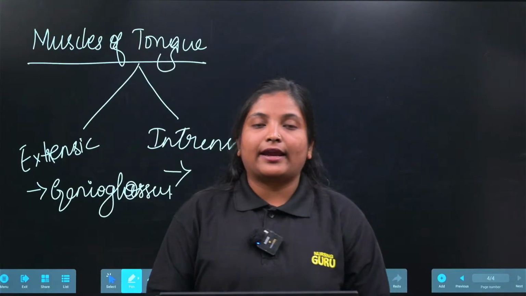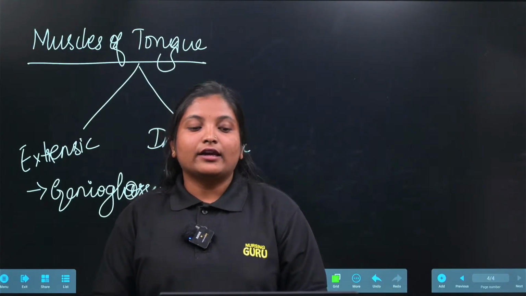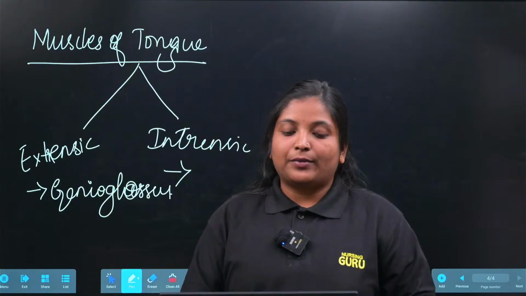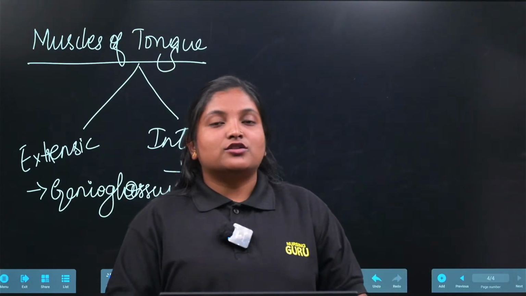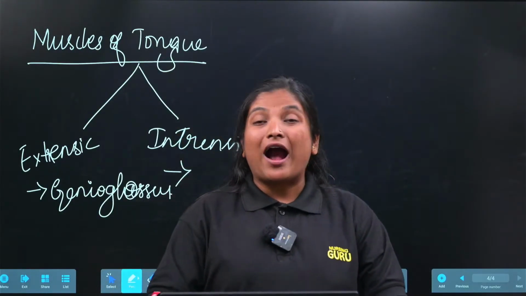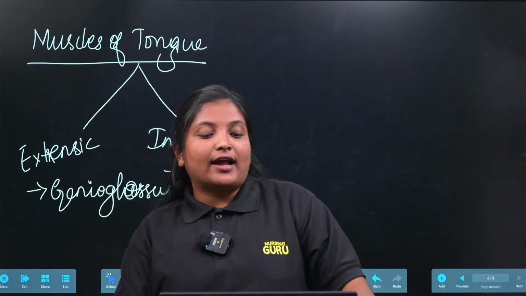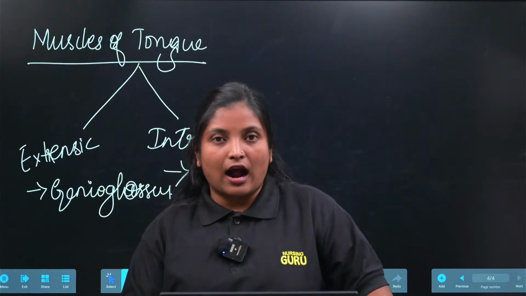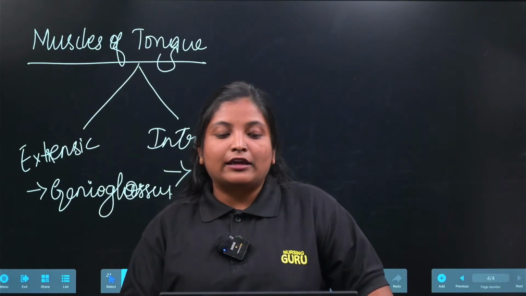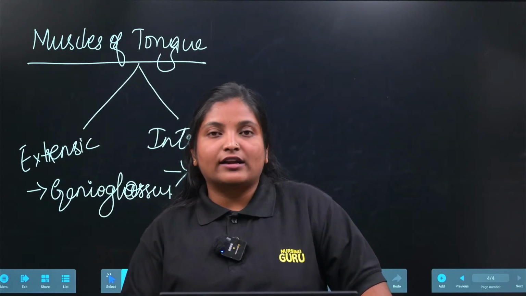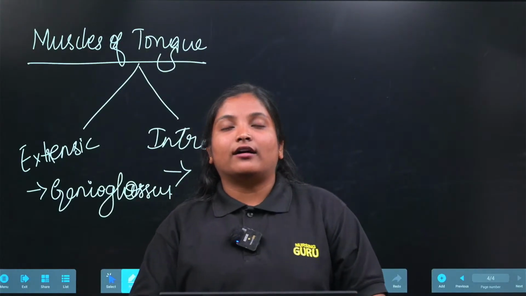The next one is arterial supply. Through which artery is the blood supplied? The arterial supply to the tongue is by the branches of the lingual artery, which is also called the chief artery of the tongue.